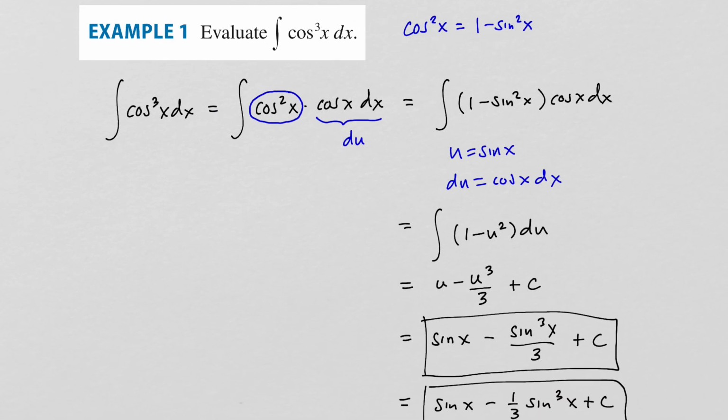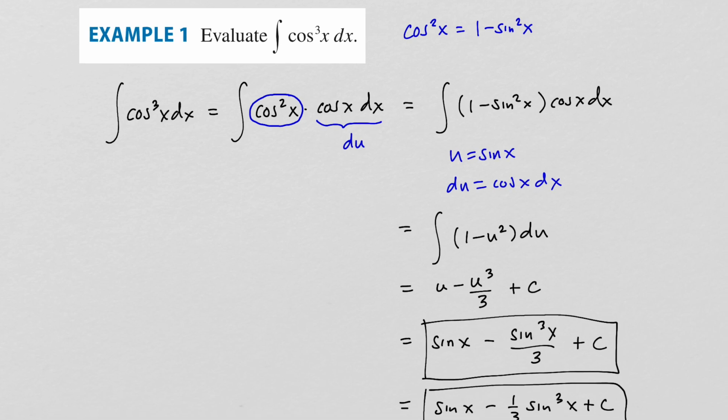Now let's talk a little bit about the strategy that I used to do this problem. What made this problem work was the fact that we had an odd power of cosine. And that means that when we pull out one factor of cosine, we will have an even power left over. And it's very important that this power here is even, because that allows us to use the Pythagorean identity, cosine squared of x equals 1 minus sine squared of x. So the original power of cosine needed to be odd for us to be able to do what we did.